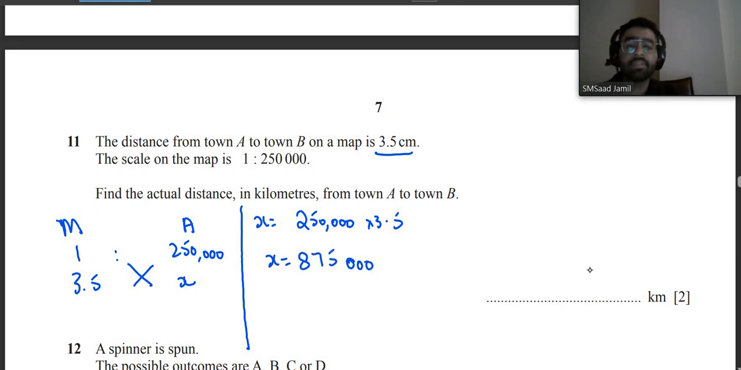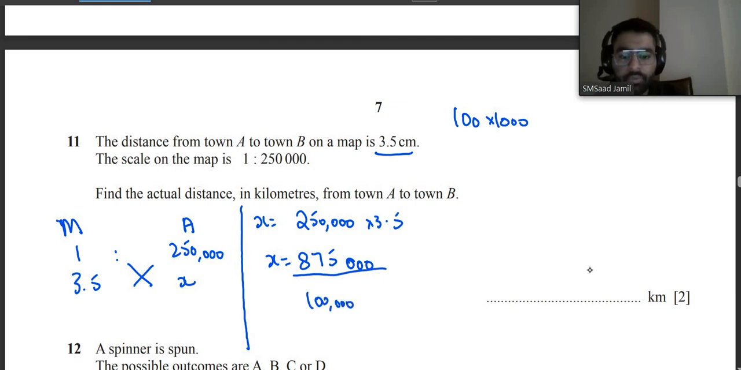Now remember, this is not your answer. You have to write the answers in kilometers. So in order to convert it into kilometers, 1 centimeter to meter is 100 and 1 meter to kilometer is 1000. So basically we are going to divide it by 100,000.